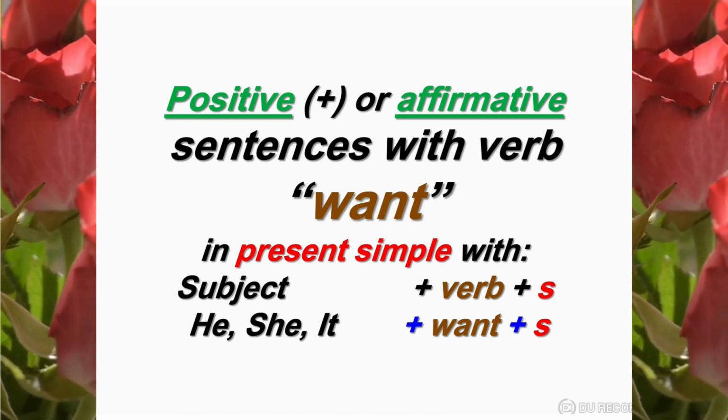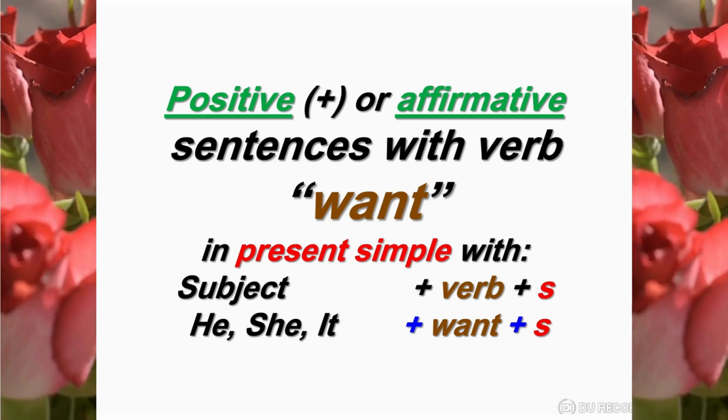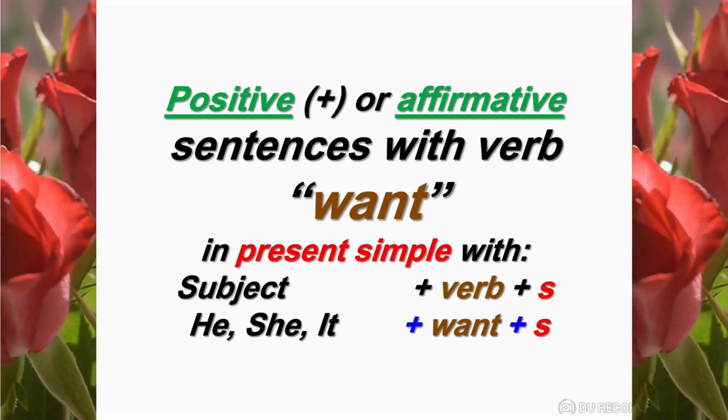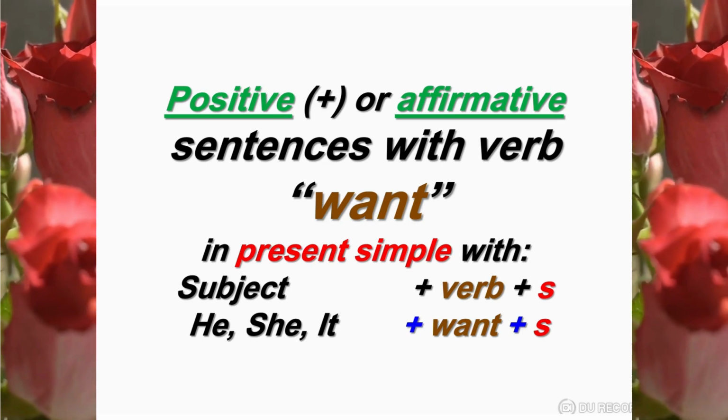Let's see the positive form of the verb want in present simple. We have subject plus verb plus s. The subject in this lesson is he and she. So he wants, she wants.